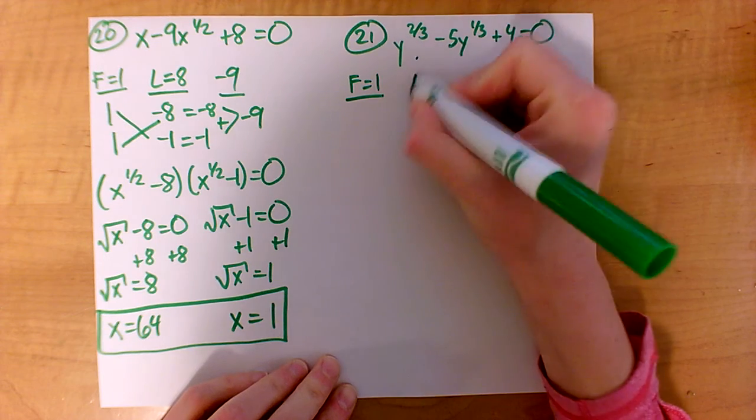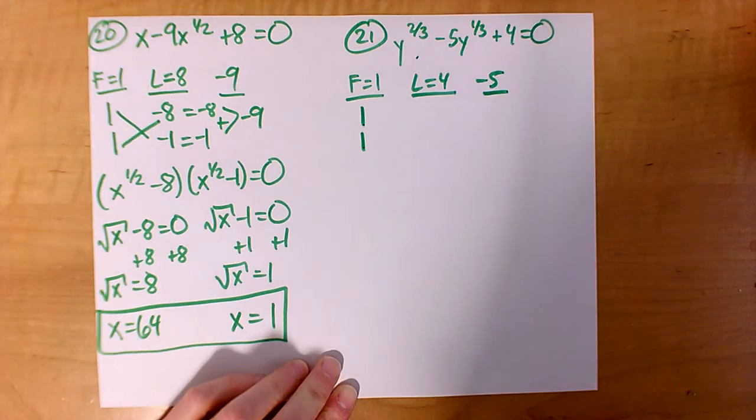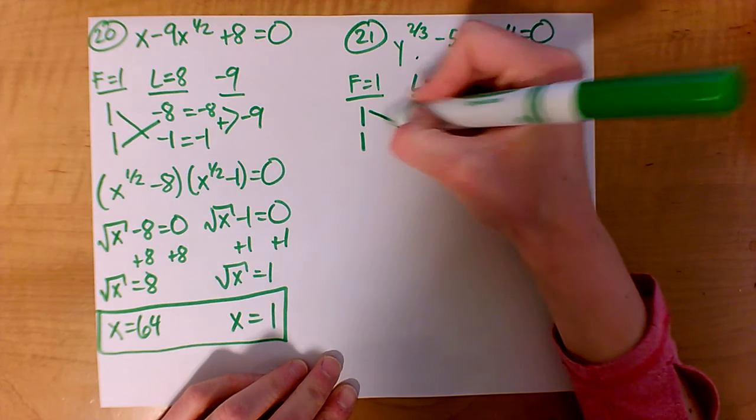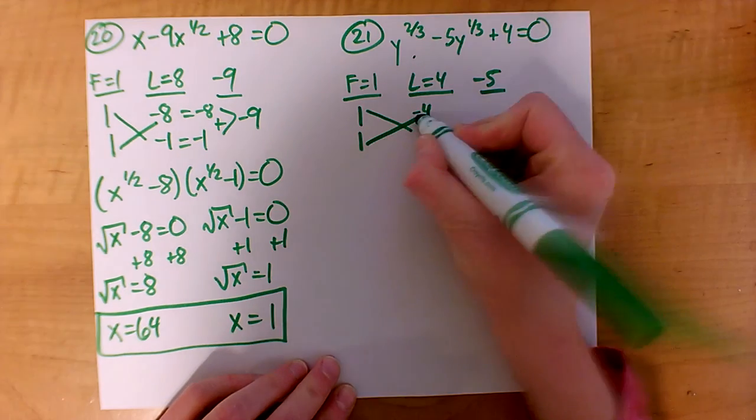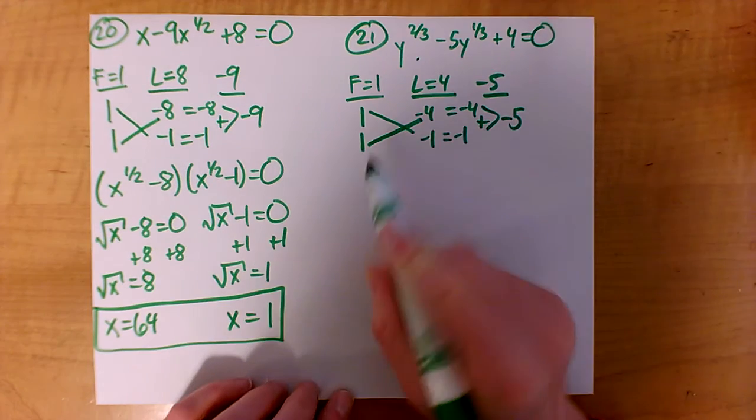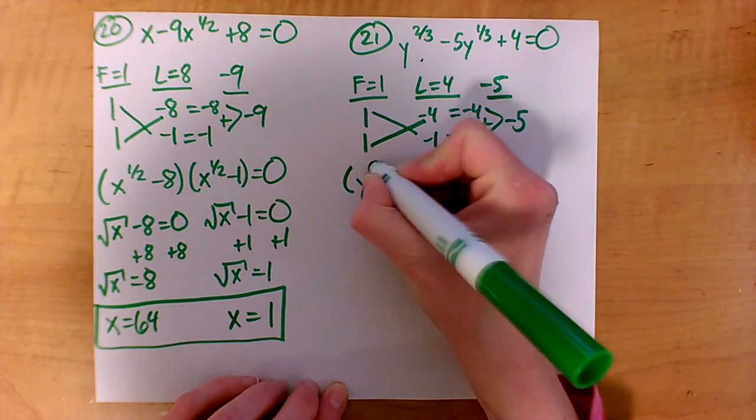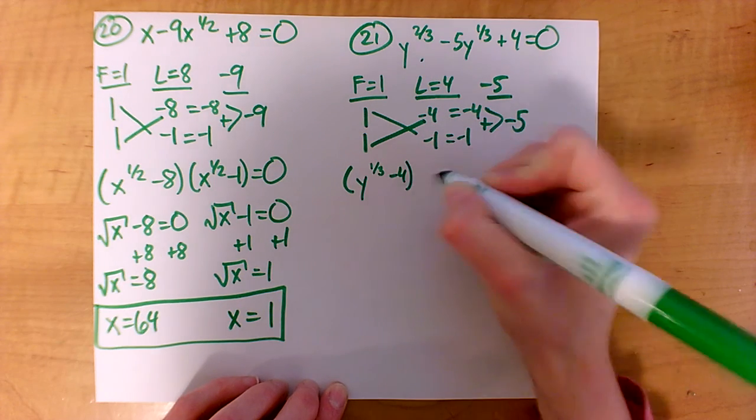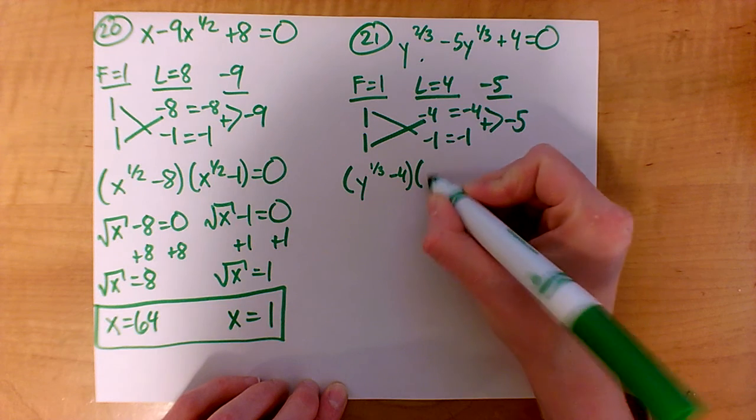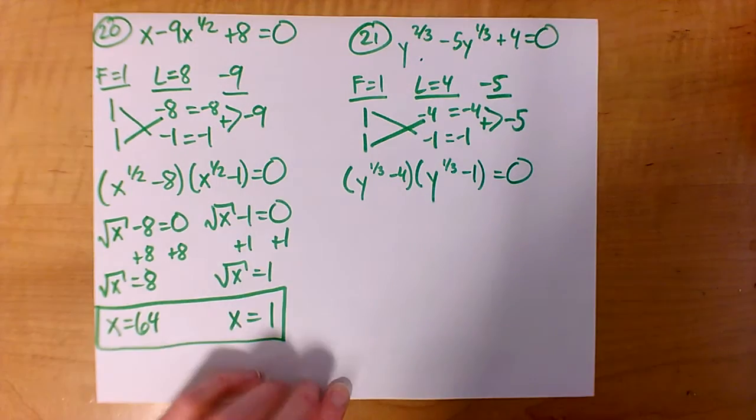So first is 1, last is 4, and then in the middle we have negative 5. So factors of 1, 1 and 1, factors of 4, let's have negative 4 and negative 1. We cross multiply, we'll get negative 1. 1 times negative 4 is negative 4. Add those up and we get negative 5. So in parentheses, we're going to take our variable and our exponent from the middle. So we'll have y to the 1/3 minus 4 times, and then we've got this 1 and negative 1 together. So that'll be 1y to the 1/3 minus 1 set equal to 0.